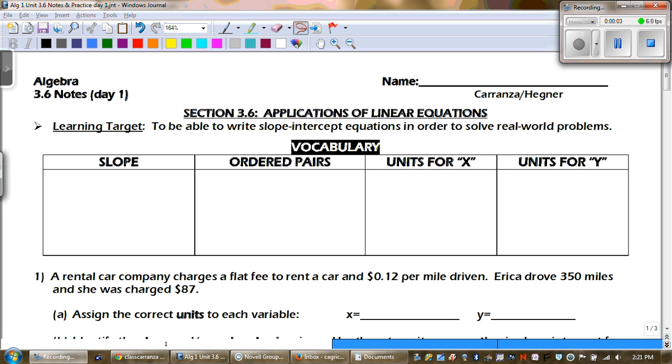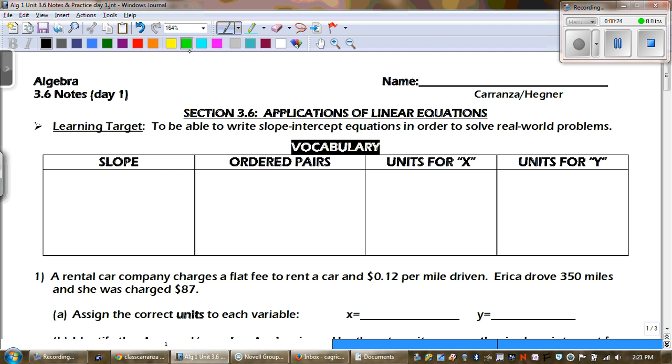Hey guys, this is Mr. Grice for Algebra 1, Unit 3.6 Notes, Day 1. Today we're going to be talking about applications of linear equations. Our learning target today is to be able to write slope-intercept equations in order to solve real-world problems. Okay, let's start talking about this.